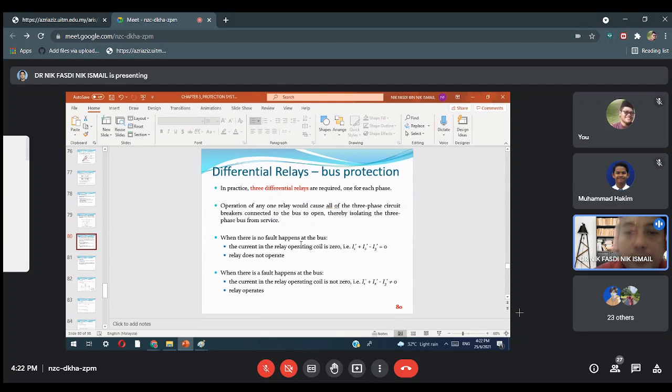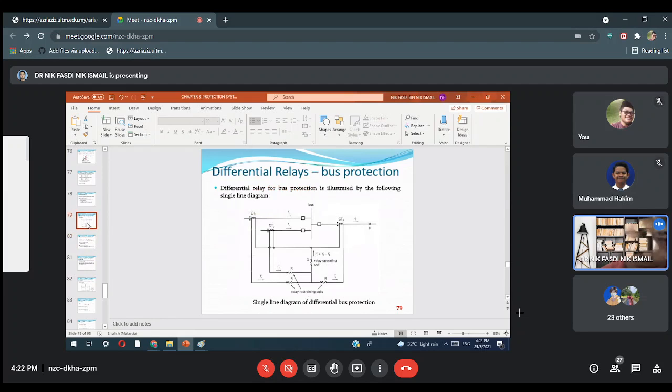When there is no fault at the bus, the current in the relay operation is zero. Saya cakap tadi, relay doesn't operate. Whenever a fault happens at the bus, relay operates. Whenever this calculation is not equivalent to 0. Konsep yang sama untuk transformer or to protect the system.